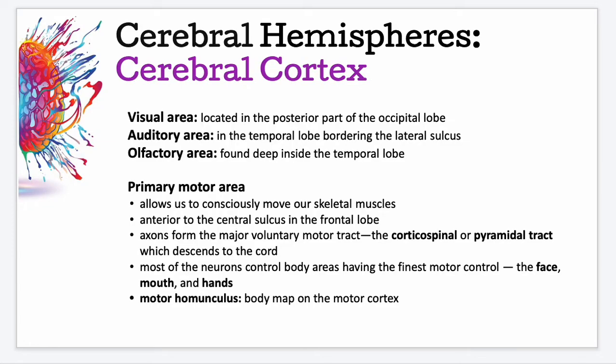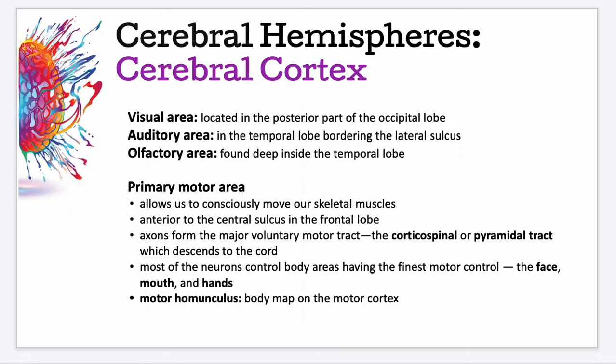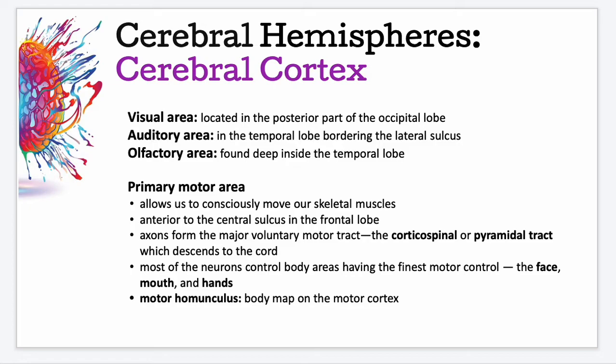So, your visual area is located in the posterior part of your occipital lobe, while your auditory area is in your temporal lobe, bordering the lateral sulcus. Your olfactory area is found deep inside your temporal lobe. So just be familiar, know what the temporal lobe is and what the occipital lobe is. When you say occipital lobe, that's for your visual; temporal lobe is auditory, memory, things like that.